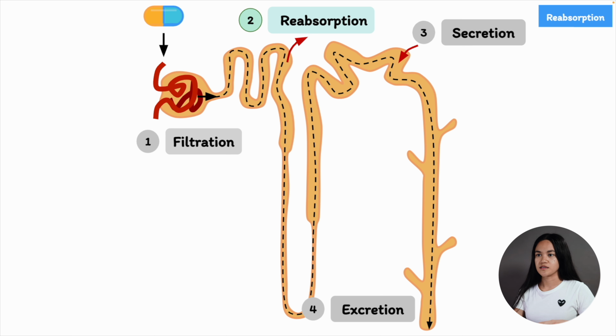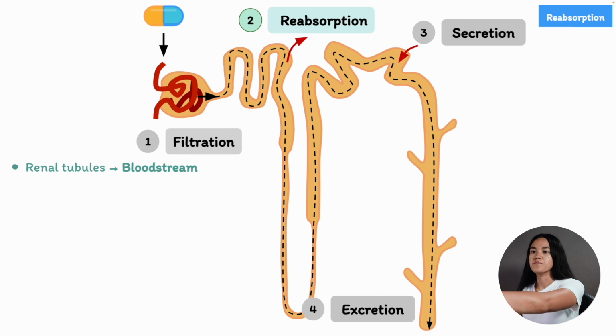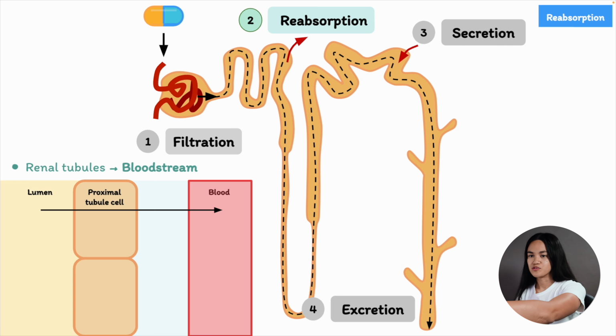The second process that occurs in the kidneys is known as reabsorption from the kidney's tubules. This refers to the movement of substances from the renal tubules back into the bloodstream, including drugs and their metabolites. If we take a closer look at this, we're moving solutes and water out of the filtrate and back into your bloodstream. This process primarily occurs in the proximal tubules, but it can also take place in the distal tubules and collecting ducts to a lesser extent.